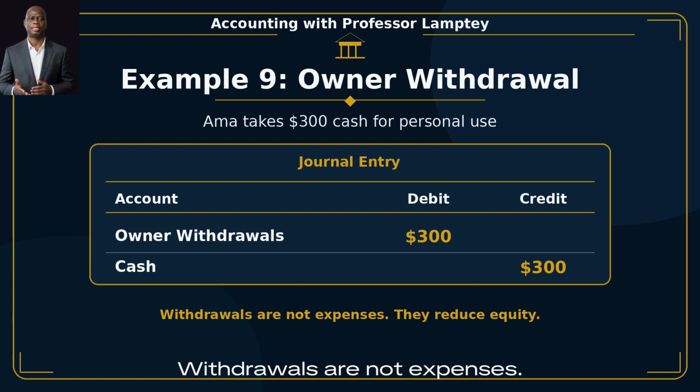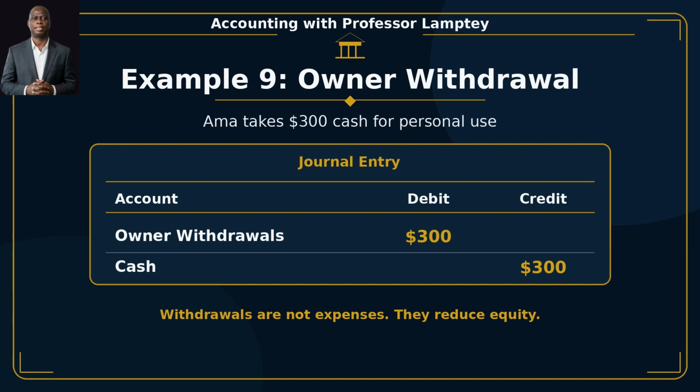Now let me make this clear. Withdrawals are not expenses. Rent is an expense. Wages are expenses. Utilities are expenses. But when the owner takes money out of the business for personal use, that is not an operating cost of the business. That is a withdrawal of owner's equity. For a corporation, this idea is similar to dividends. Dividends reduce equity, but dividends are not expenses. So please do not invite withdrawals to the expense party. They do not belong there.